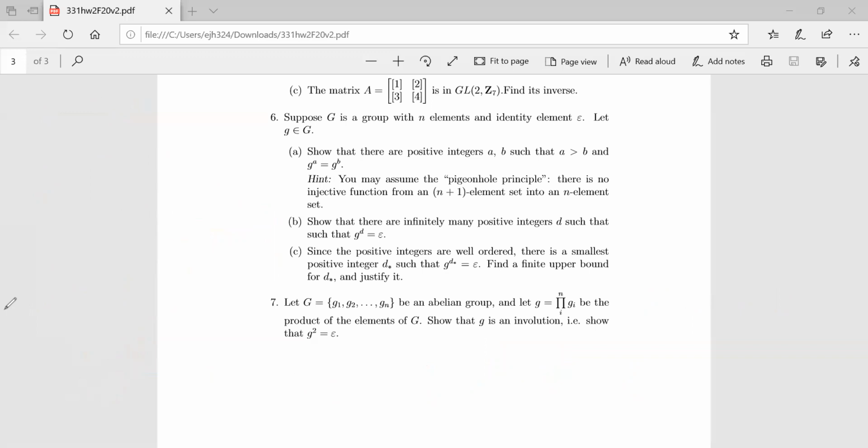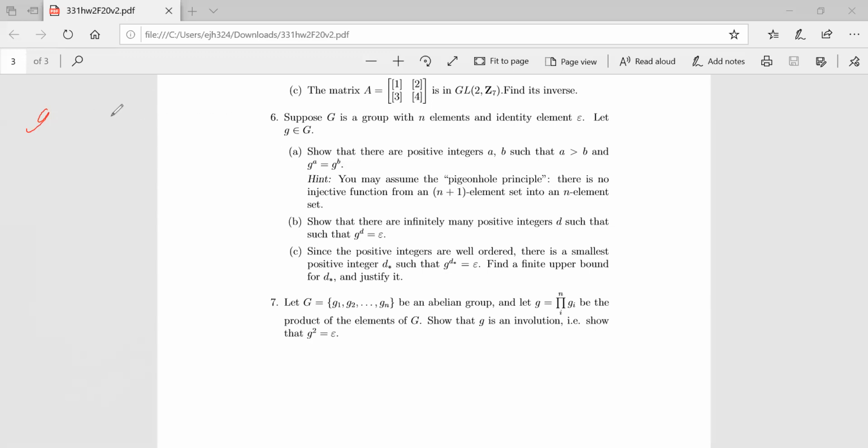So since the positive integers are well ordered, there is a smallest positive integer d star such that g to the d star is equal to epsilon. Find the upper bound for d star and justify that. So using a similar argument to what we used in 1, basically G has n elements. That means that if I multiply g times each of these n elements, because it's a group, it's going to give me a distinct new element for each of these, right?